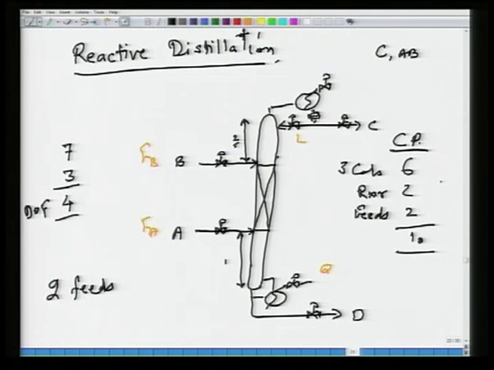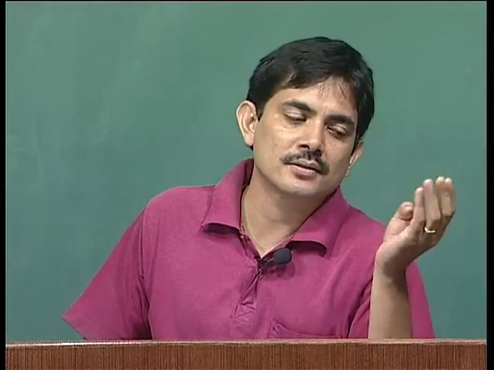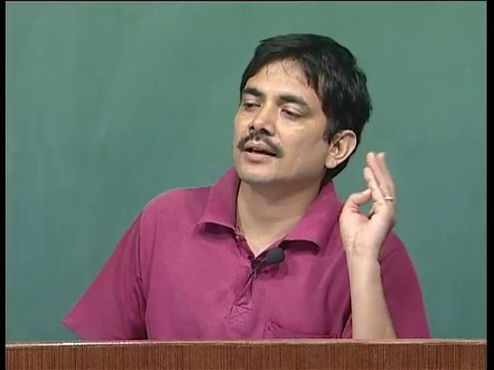So this is the conventional process, this is the reactive distillation process. In the reactive distillation process, operator has got what? Only 4 degrees of freedom, right. So, he has got only 4 degrees of freedom to regulate the separation as well as the reaction.